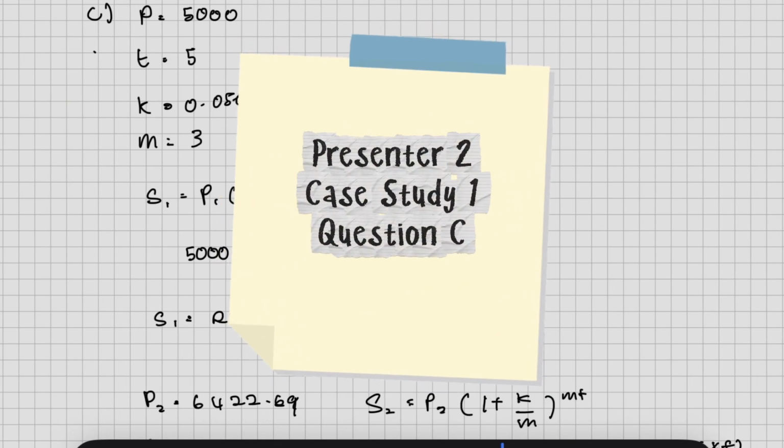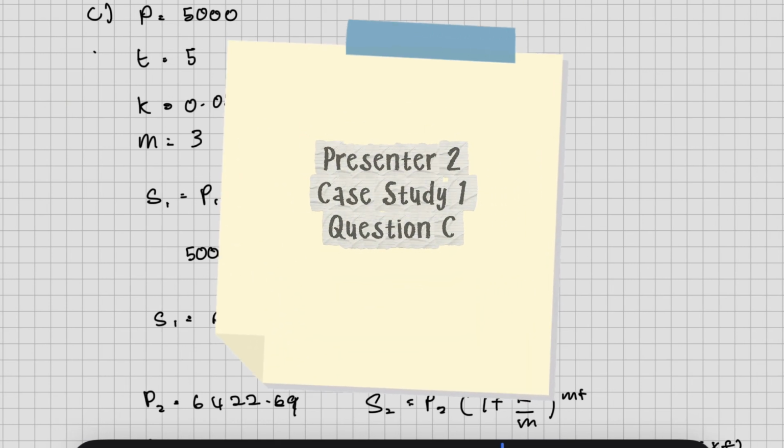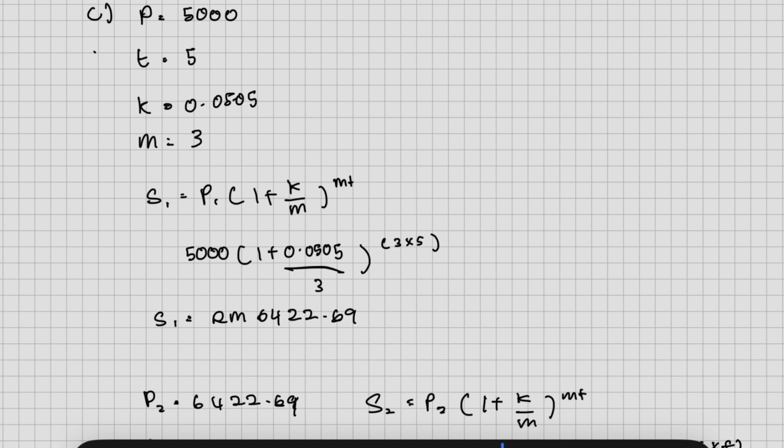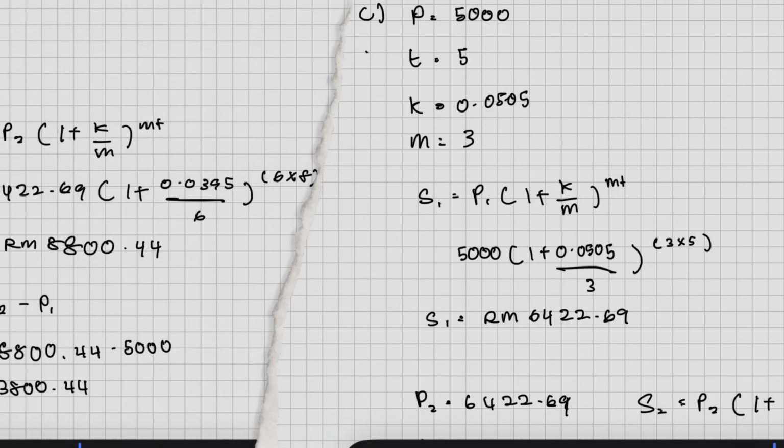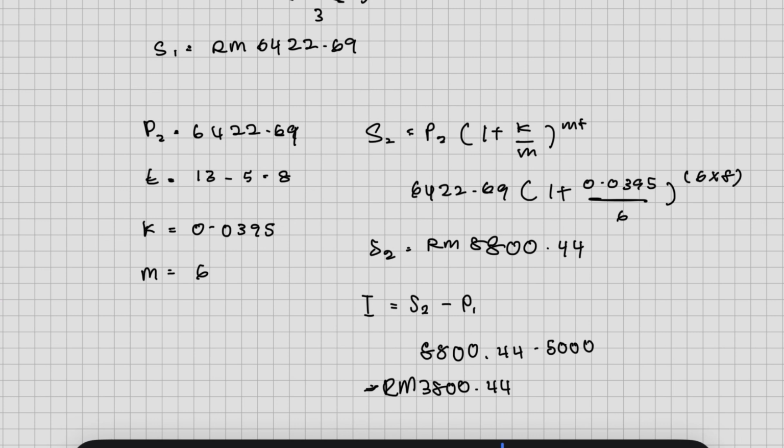And then we move to the next question. We start with the Capital Gains Bank original term to find the accumulated amount after 5 years. First we have P as 5,000, T as 5, K as 0.0505, and M as 3. We use the formula S equals P bracket 1 plus K over M to the power of MT, enter the amounts, and we get 6,422 ringgit 69 cents. So this is our new principal.